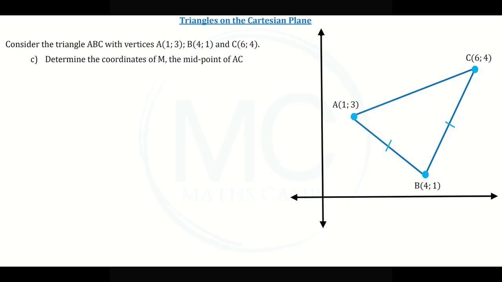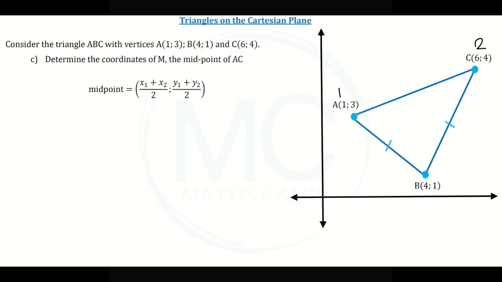Determine the coordinates of M, the midpoint of AC. To find the midpoint, we can use the midpoint formula, where M is equal to (x1 plus x2) over 2 for the x-coordinate, and for the y-coordinate, (y1 plus y2) divided by 2. We're looking at the midpoint between A and C. So let's say that A is our first point and C is our second. Now we can fill in these values into the formula.